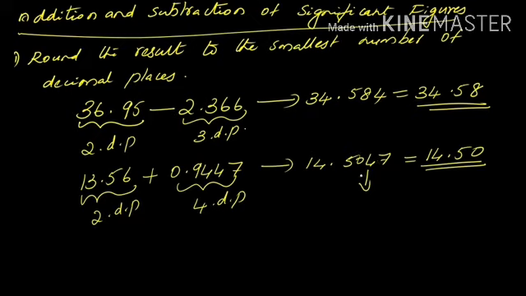14.5047. So we need to round it into 2 decimal points. So the digit is 4. If it is less than 5, you just need to remove it. So you will get the answer as 14.50.